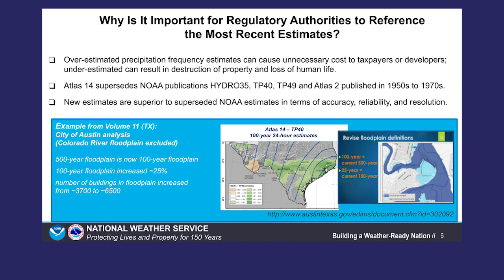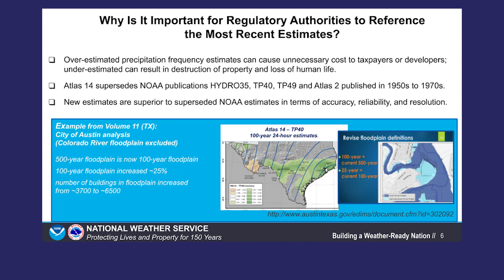They are superior to the previous NOAA estimates in terms of accuracy, reliability, and resolution. Atlas 14 estimates are based on more data in terms of the number of stations and record lengths, and they include data from the most recent years when several significant events occurred. Statistical methods used are more robust than those in previous studies.